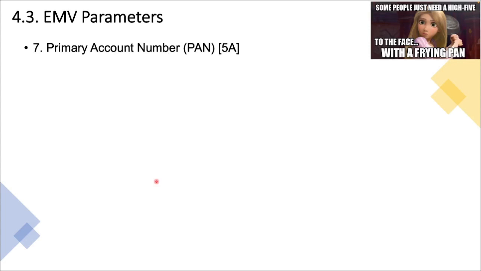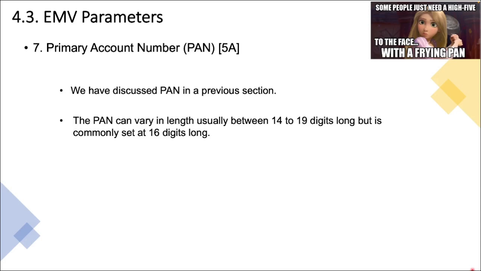Okay, let's talk a bit now about PANs. Primary account number, or PAN as we say quickly, and the tag for this is 5A. We've discussed PAN in the previous section, under both the introduction to EMV as well as EMV issuing, and so you should be familiar with the concept of PAN. We say that the PAN can vary in length, usually between 14 to 19 digits long. But we generally see the PAN being set to 16 digits long, and that's very, very commonplace.